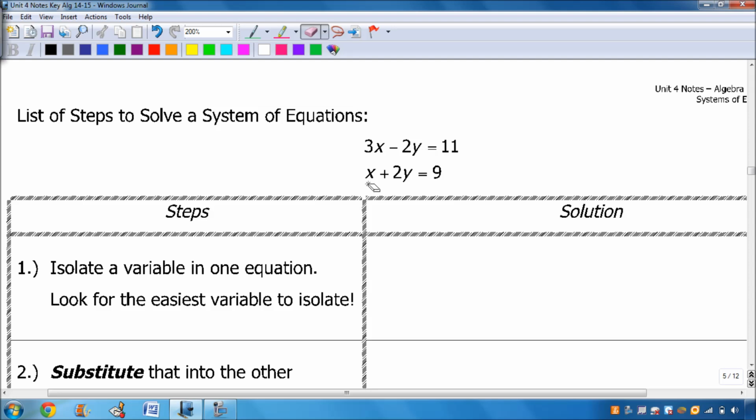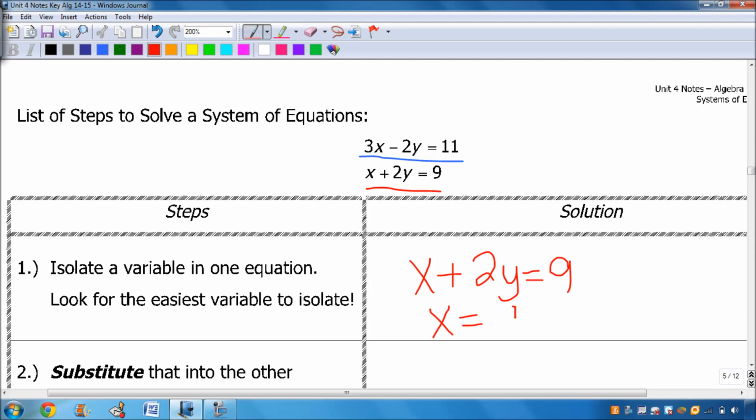See this x right here? It has a coefficient of 1. Everything is divisible by 1, so that's going to be the easiest variable to isolate. So what I'm going to do is color code my equations so you can see what I'm talking about. I'm going to color code the top one blue, and the bottom one red. So x plus 2y equals 9. In order to isolate the x, I'm just going to subtract 2y from both sides. So I get x equals 9 minus 2y.